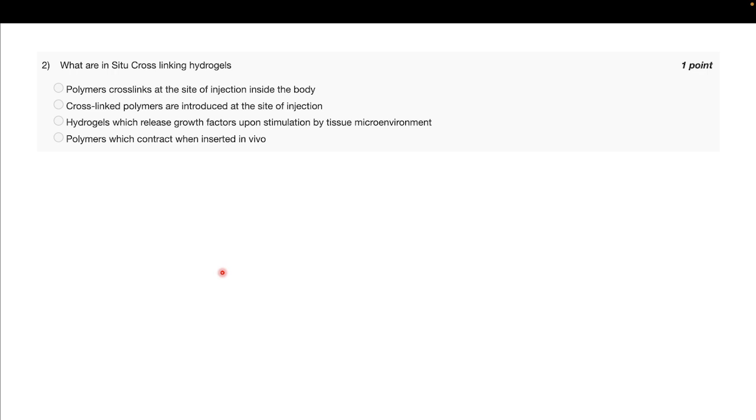So the next question is, what are in situ cross-linking hydrogels? Are these polymers that cross-link at the site of injection inside the body, or cross-linked polymers that are introduced at the site of injection? Hydrogels which release growth factors upon stimulation by tissue microenvironment, or polymers which contract when inserted in vivo? So four options, we have to choose one correct. If you know what in situ cross-linking hydrogels are, let me know the answer. If not, we'll discuss at the end.